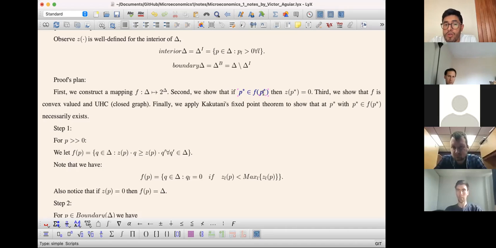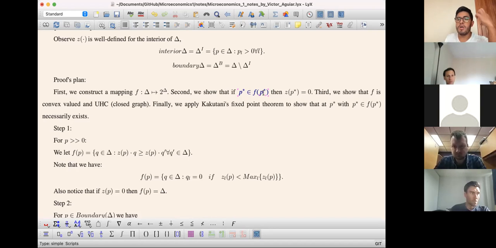And now we're going to show that, using the general equilibrium setup, we're going to create an F based on the excess demand. Once we have created this F, we're going to guarantee that if such a fixed point exists, then this same point, P star, is going to be an equilibrium. And then third, we show that F has some properties: convex valued and upper hemicontinuous. And then we apply Kakutani's fixed point theorem to show that a fixed point P star is necessarily going to exist.